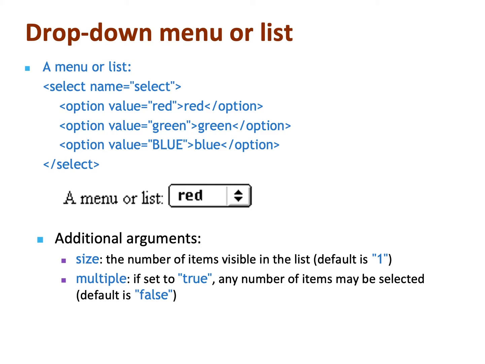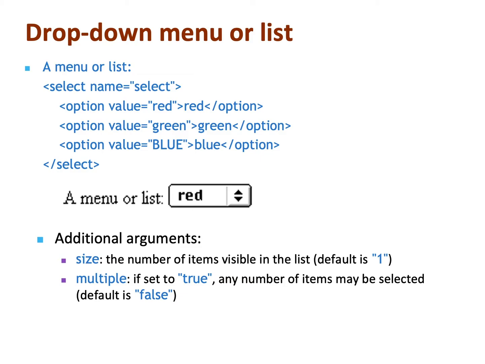So then we have drop-down menus. You're all probably familiar with forms and how they work anyway. A drop-down menu is pretty self-explanatory. When we click on the item, it will reveal several options. In this case, if we were to put this code for a drop-down menu in a form, when we click it, it would show red, green, and blue as the options.